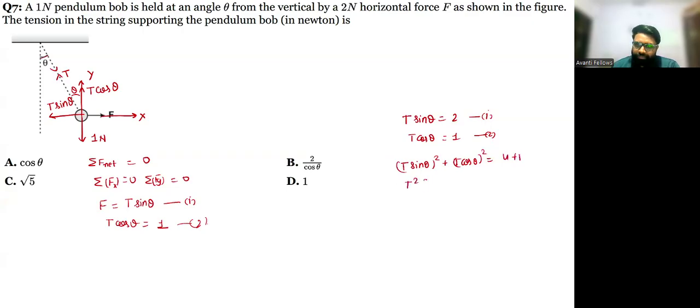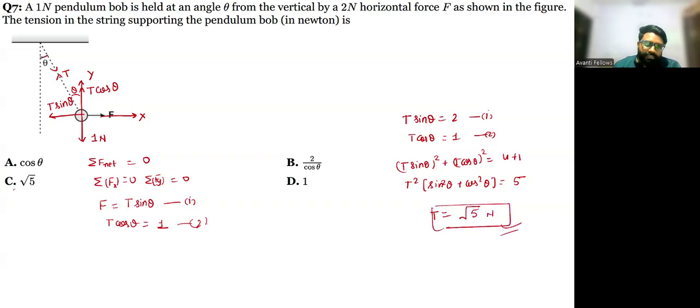This will become T square into sin square theta plus cos square theta. Try to make it an identity. It is 5, and sin square theta plus cos square theta is 1. So the tension here you will get as root 5. Option C is the correct answer.